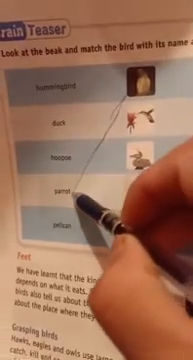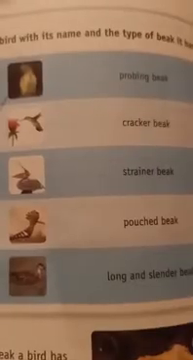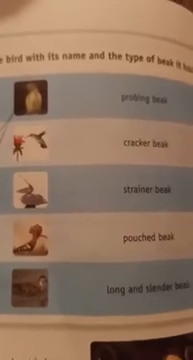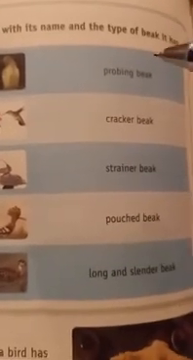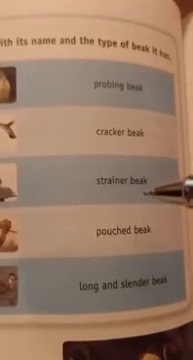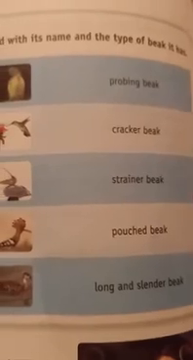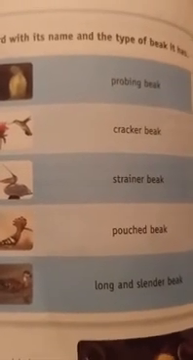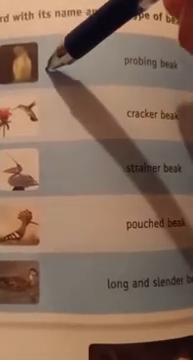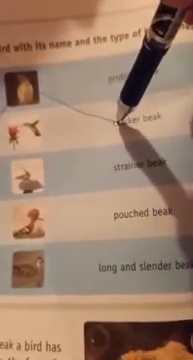And so what type of beak does a parrot have? From here, which one would be the correct one? Probing beak, cracker beak, slender beak, notch beak, long and slender beak. So the answer is cracker beak, right? Okay, this is how you have to do.